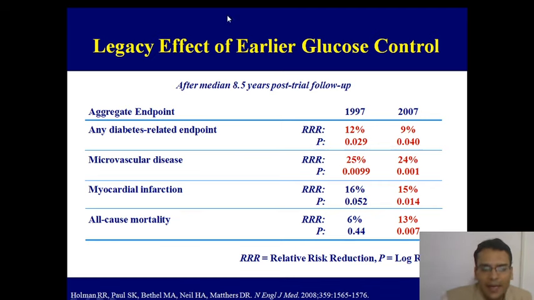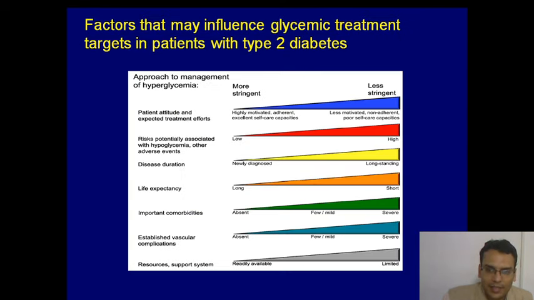But despite the fact that glycemic control tended to remain the same after the intervention period, you could see that the difference in microvascular disease and any diabetes-related endpoint persisted, and the differences in myocardial infarction and all-cause mortality in fact emerged significant in the follow-up phase of the UKPDS trial. So you have a legacy effect, where initial good metabolic control contributes to a reduction in the risk of future microvascular complications, and that is why it is said that in the initial years of diabetes, your glycemic control should be more stringent.